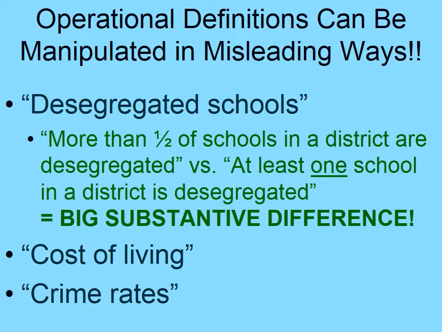You're also going to see this in government reports and statistics. For example, one presidential administration improved its civil rights record overnight by redefining what a desegregated school district was. Overnight, their definition went from desegregated, defined as, well, more than half the schools in a particular district being desegregated, to desegregated instead defined as at least one school in the particular district being desegregated. Now, that's a huge substantive difference that really clearly illustrates why it's so important to ferret out operational definitions.